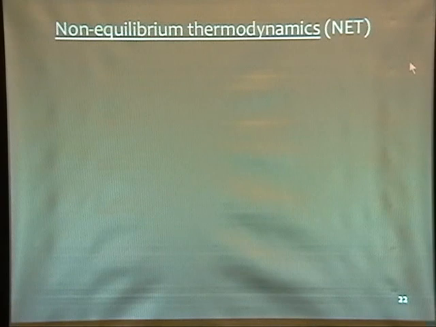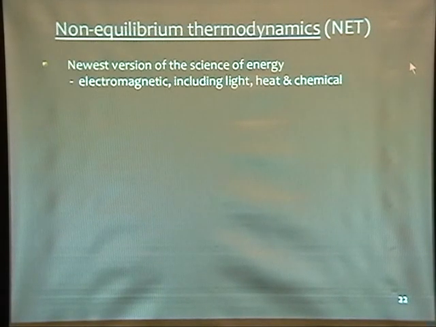Now, I want to shift over and talk about something called non-equilibrium thermodynamics. And again, this is way easier to understand than pronounce. It's a horrendous name. For simplicity, we can simply call it NET. This is the newest version of the science of energy. The science of energy is called thermodynamics. It was invented in the 1850s and before that. It deals with energy types like electromagnetic energy that includes light and heat and chemical energy.